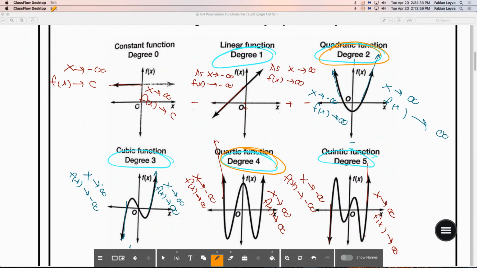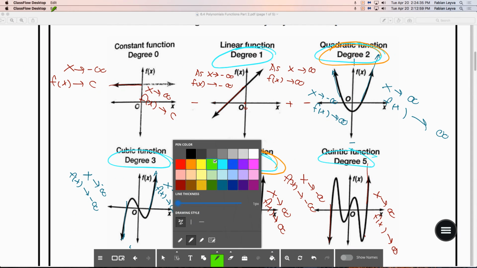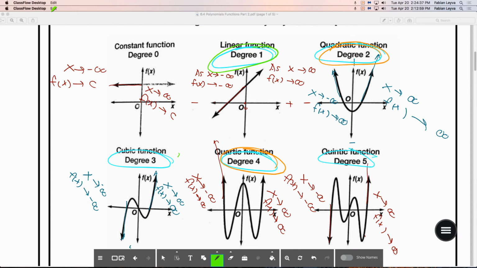Now, what if you get odd degrees? So notice I'm going to highlight that with this ugly green. If you're given odd degrees, they're going to be at odds of each other. So are they going to go the same direction or opposite direction? Opposite. And that is something you just got to train your mind to connect. When you see an even degree polynomial, they're going to go the same direction. And when they have an odd, they're going to be at odds and go opposite directions.